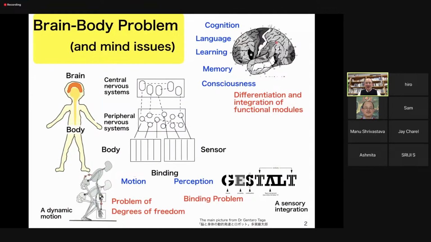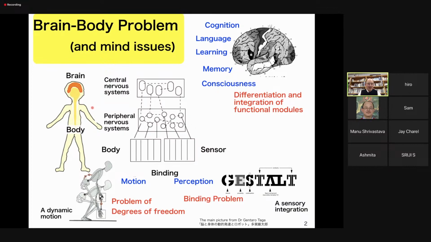So I use the same picture again. The brain has many functions: cognition, language, learning, memory, and consciousness, and more. Such differentiation, depending on the region of the brain, and integration of the function modules is really necessary to provide these functions. The key point to understand this mechanism is that we have brain and body. Brain-body coordination is very important.